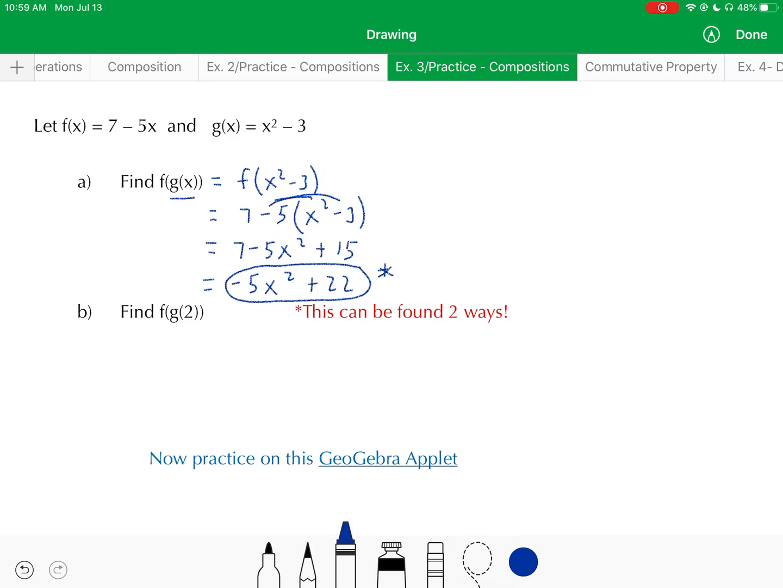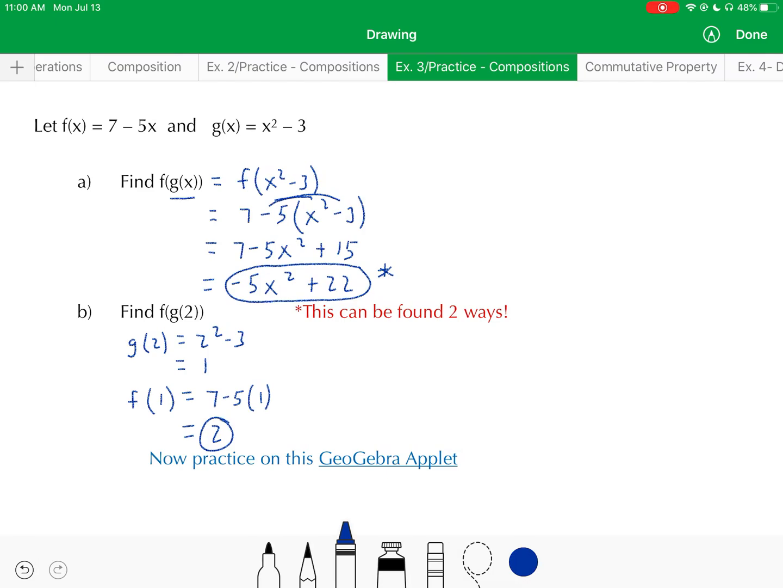So again, there are two ways that this can be found. The first would simply be to find g of 2, which would be 2 squared minus 3, or 4 minus 3, which is 1. And now take that result of 1 and plug it into the outer function f. f of 1 would be 7 minus 5 times 1, which is 2. So there's your first option.